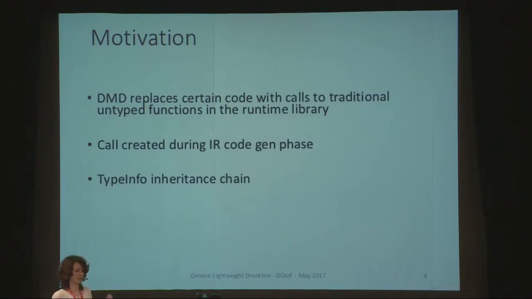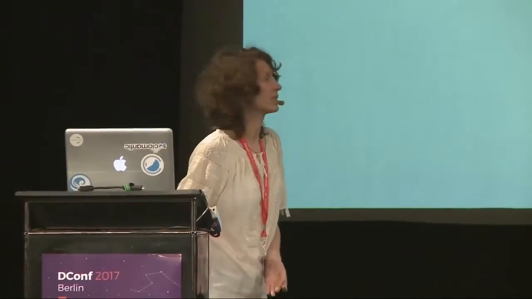And where does this function it calls reside? So it's somewhere in DRuntime in the TypeInfo inheritance chain. So there's TypeInfo, which basically offers runtime information about types. And it implements a couple of functions, such as ordering comparisons and equality comparisons. And that's where the compiler is sending us.